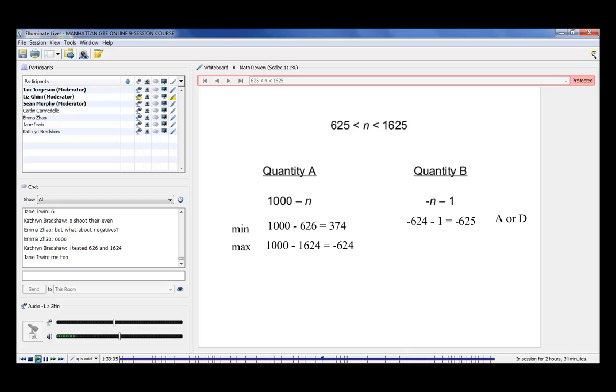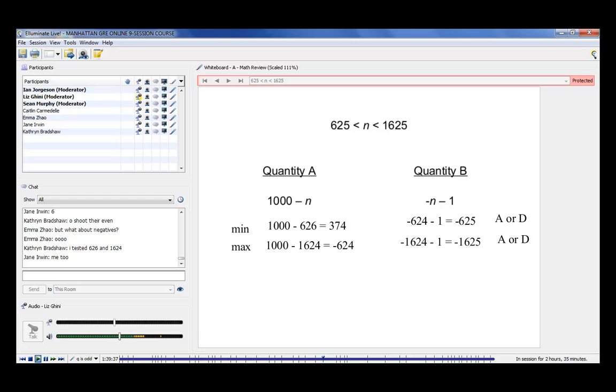And then we try here. What if we have negative 1624 minus 1, and then we have negative 1625? So again, A or D. It isn't definitive, but it's sure looking like A.